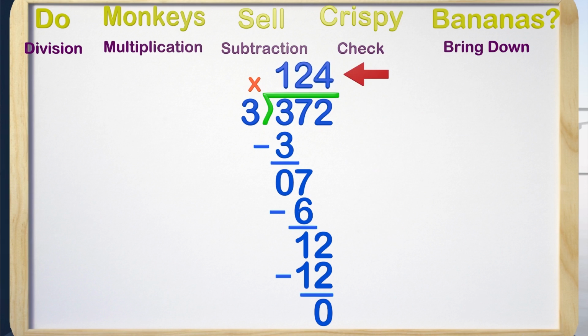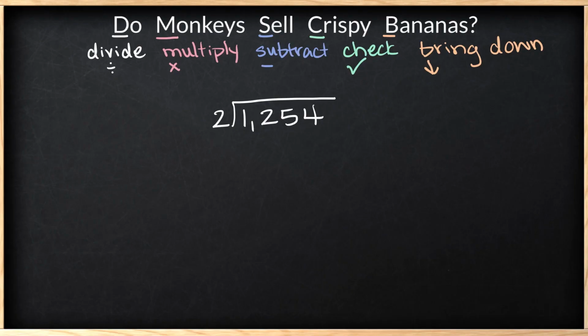My friend is going to help us work another problem. Look at the following example. I have 1,254 divided by 2. So I know, using our memory aid here, that my first step is to divide. So I need to divide my 2 into the first or largest place value.